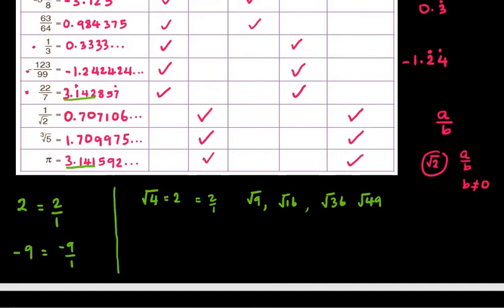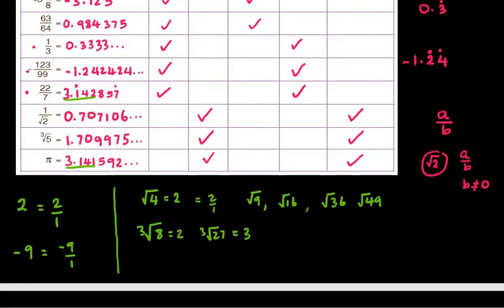Also cube roots of perfect cubes. Let's say the cube root of 8. We know that the cube root of 8 is 2, and the cube root of 27 is 3. All of these are rational numbers, because the cube root of 8 is the same as 2 out of 1, which is a fraction, and the cube root of 27, which is 3, is 3 out of 1, also a fraction. So all of these are rational numbers.